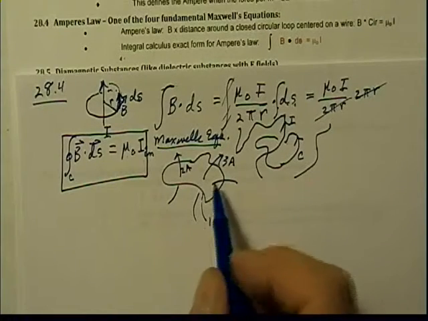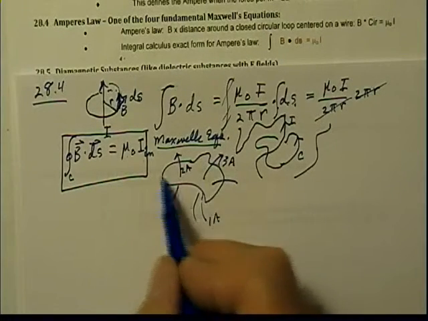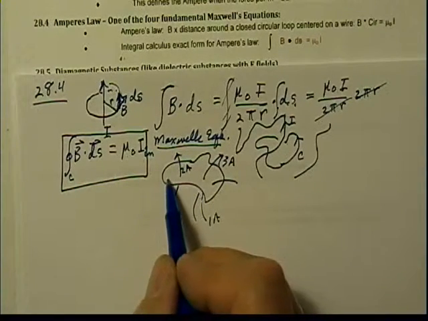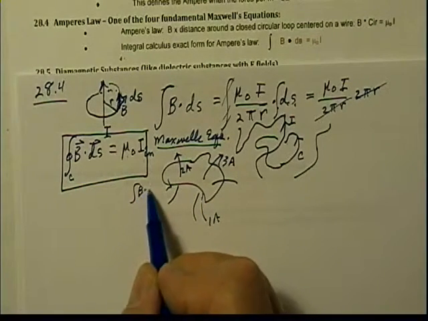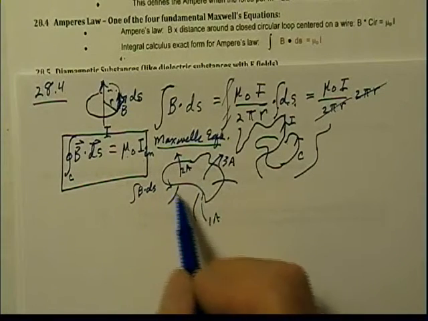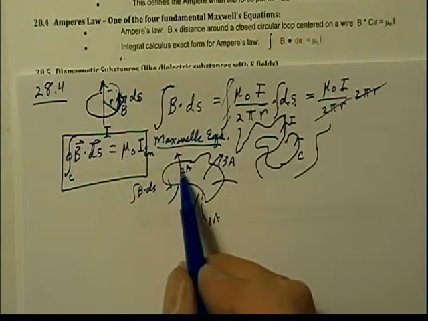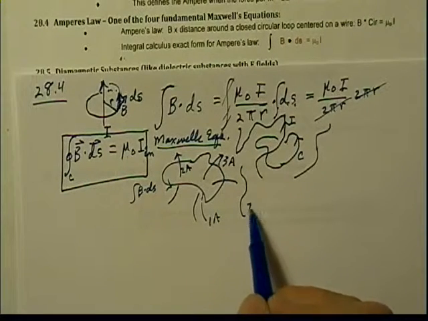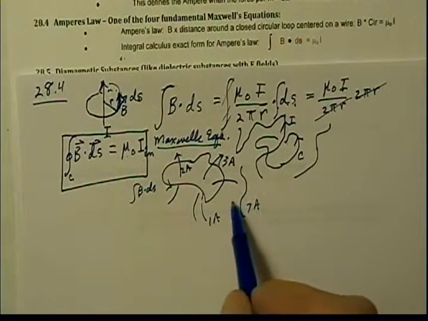1 amp here, and I say, if I integrate all around this loop, what is that total integral of B dot ds? Integral of B dot ds around this whole loop. And the answer is, I add up the currents that are inside. If there's another one over here, like 7 amps, it doesn't even count at all.